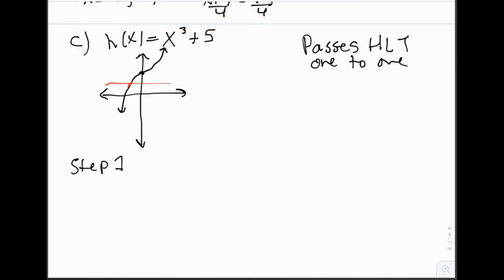Step 1 says to interchange your x and your y values. So again, we can take that h of x, and we know that it's actually also equal to y. So y is equal to x raised to the third plus 5. And interchange your x and y values. So x is now going to be equal to y to the third plus 5. And we can perform our operations to figure out what we need to do next. So step 2. We want to solve for y.